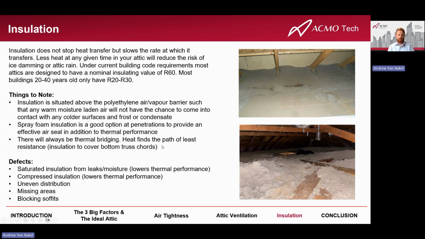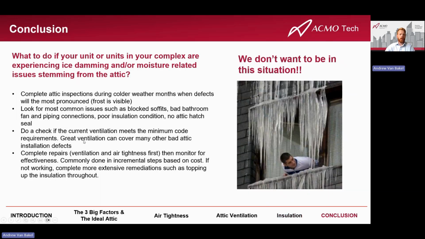Defects: you want to make sure your insulation isn't saturated or wet. Insulation relies on air to provide its thermal performance. So if it's wet or if it's been compressed, that'll reduce its effectiveness and more heat will go through. You want to make sure it's evenly distributed through your attic. If you have 2 inches over here and then 14 on this side, a lot of your heat is going to come through that spot with 2 inches and it's not going to help much. You want to make sure it's not missing. You want to make sure the soffits aren't blocked.